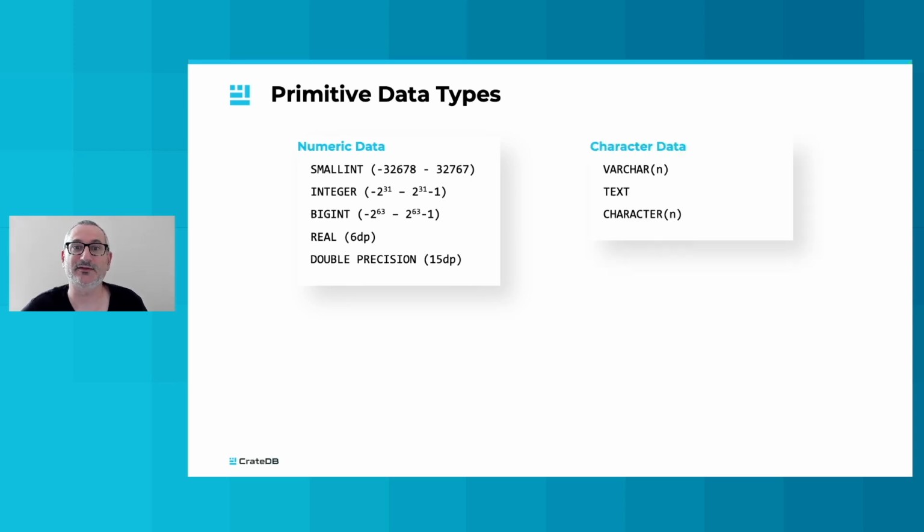Character or string data can be represented with these data types. Text and varchar represent variable length strings. To specify a string with a maximum length, use varchar and specify the length, shown as n here. Strings longer than this length will be truncated upon insertion.